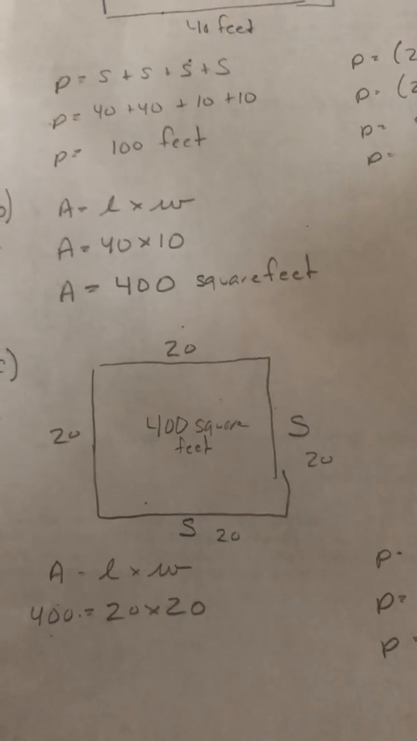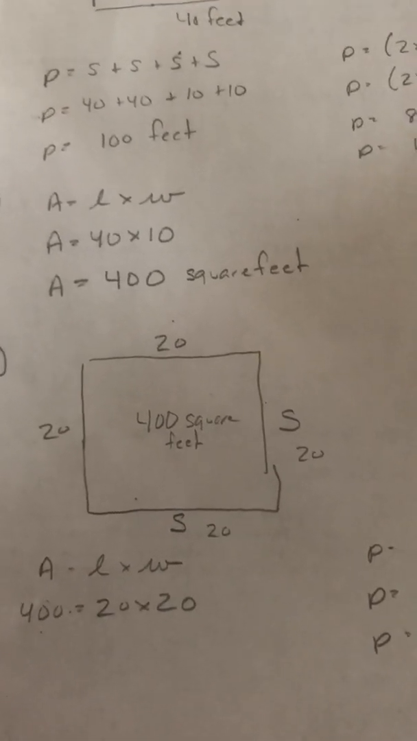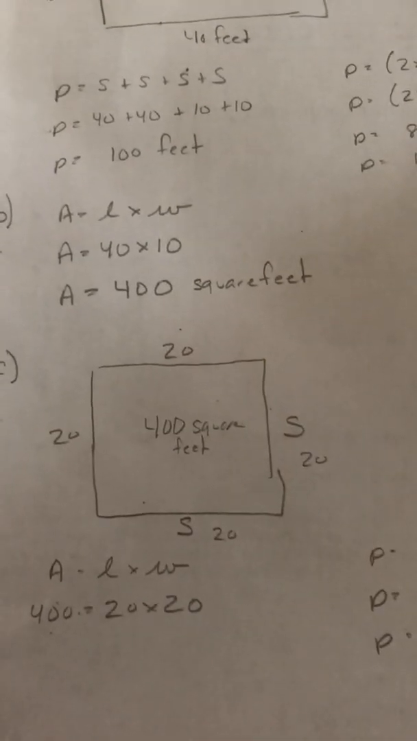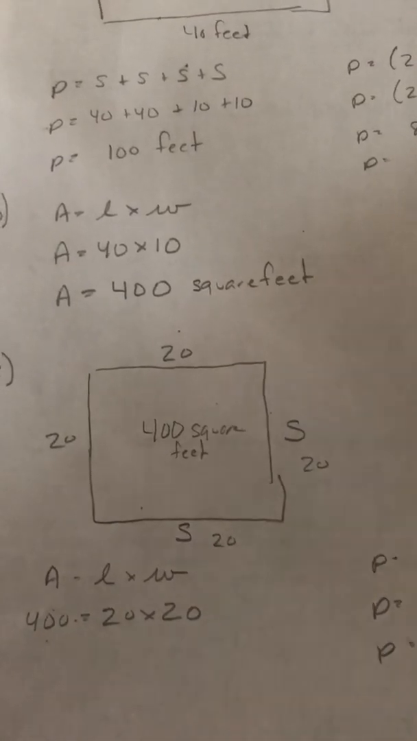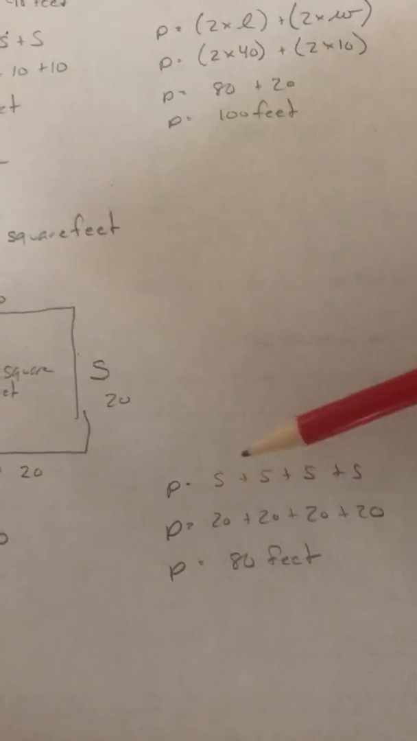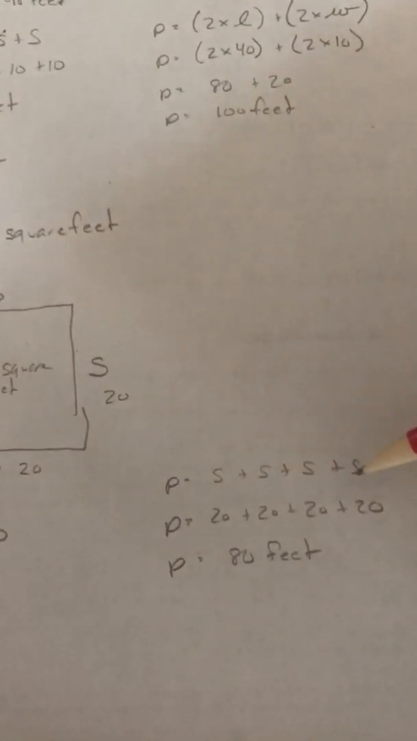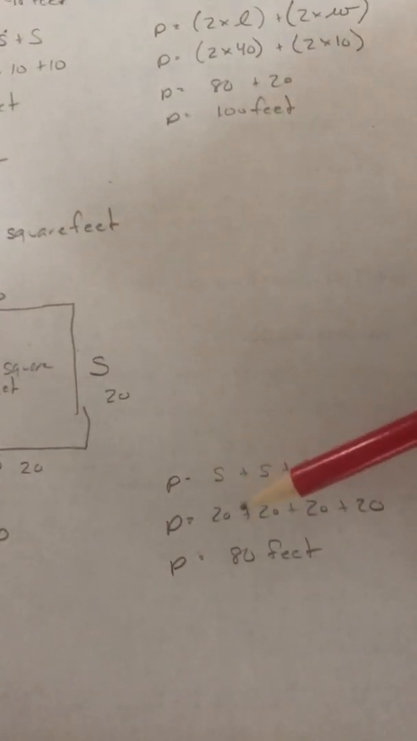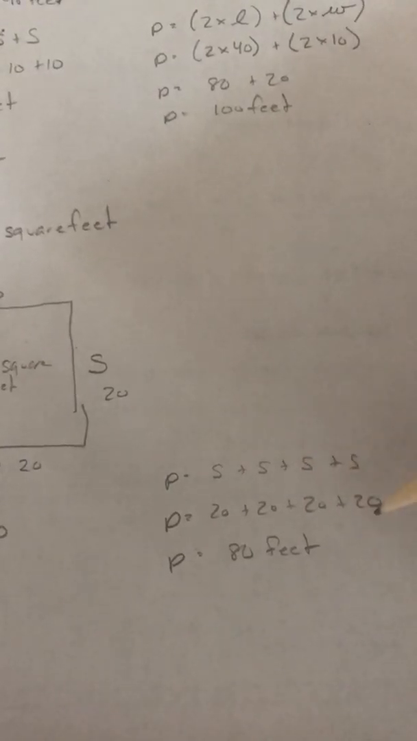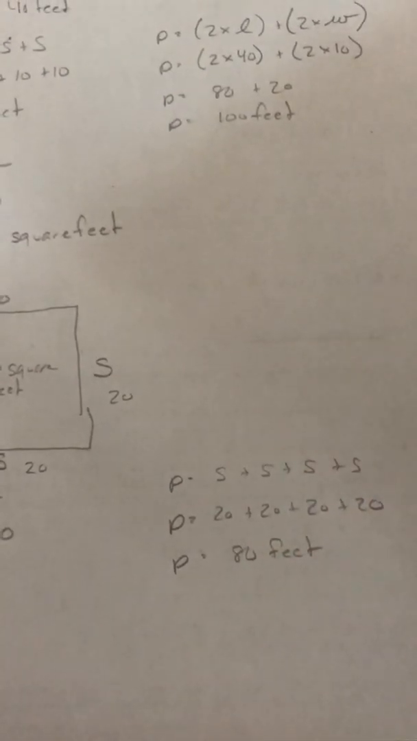Now that does not answer the question yet. They wanted to know what the perimeter of that square garden would be. So in this case, I'm going to do perimeter equals side plus side plus side plus side. So perimeter is going to equal 20 plus 20 plus 20 plus 20, or 80 feet.